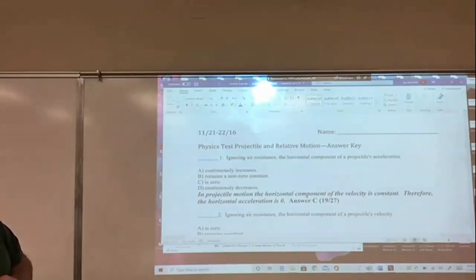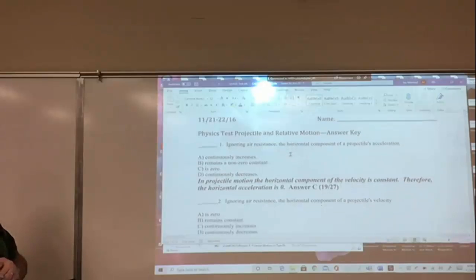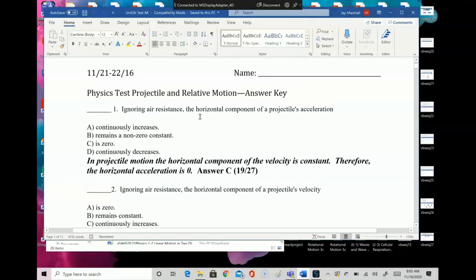On yours, I've called this Physics Test Projectile Motion Study Guide. We didn't talk about relative motion, and that's not something that we have to talk about in this particular curriculum. But most of these multiple choice questions cover concepts that I need you to be aware of or make sure that you understand related to motion in two dimensions and projectile motion.